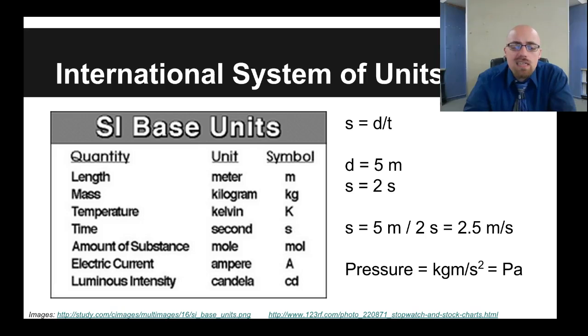But because that's inconvenient to write all the time, a lot of times you'll see pressure written as pascals, or there's a lot of other units there as well. Okay, but kilogram meters per second squared is the SI system. This is the default system.